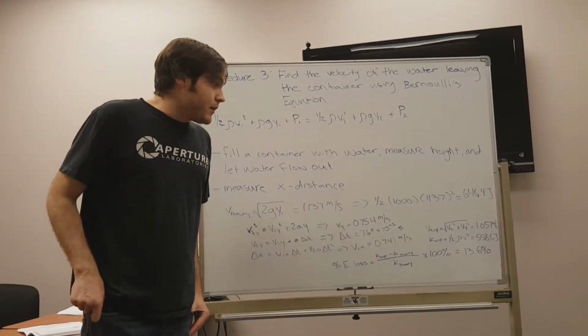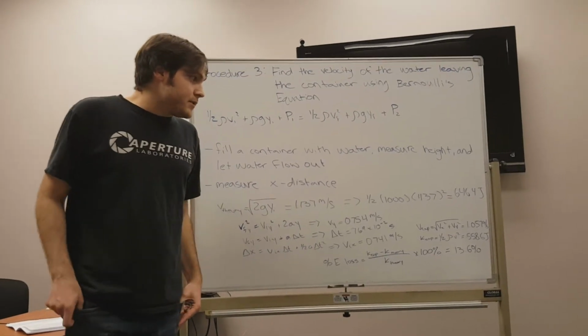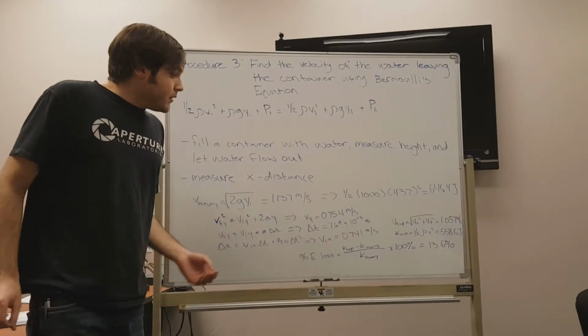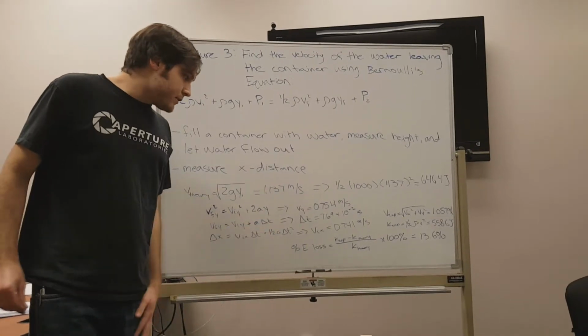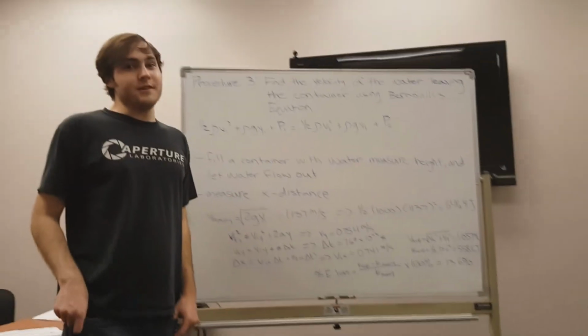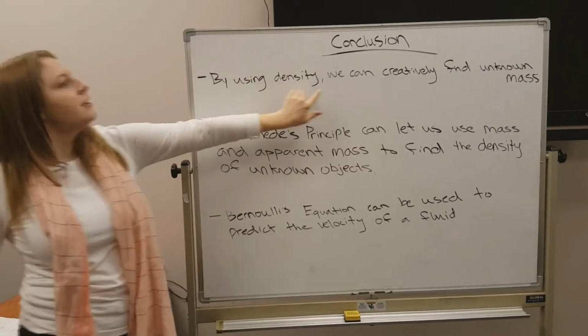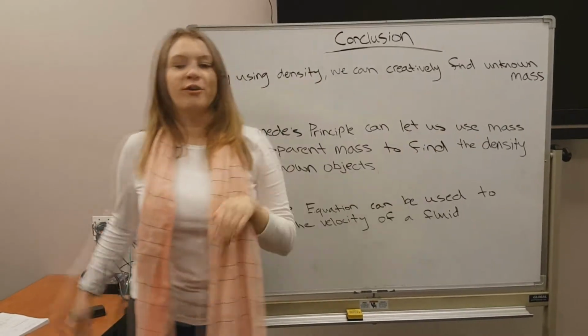And using that value, we got a kinetic energy to be 558.6 joules. And calculating the percent energy loss, we got 13.6% loss. In the first part of this lab, we used the density to creatively find an unknown mass.